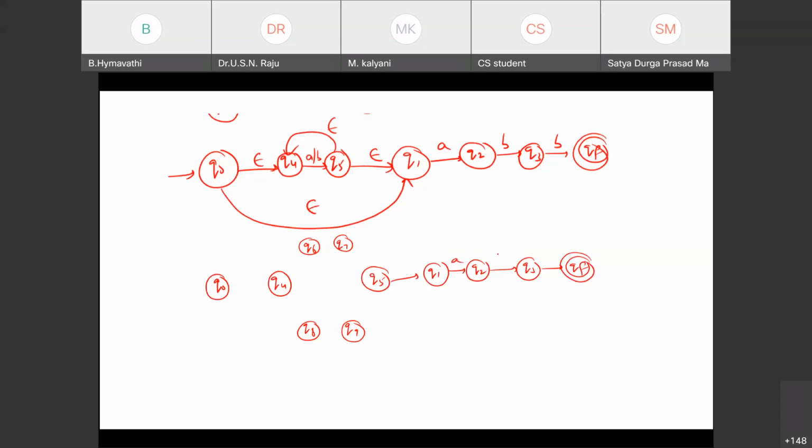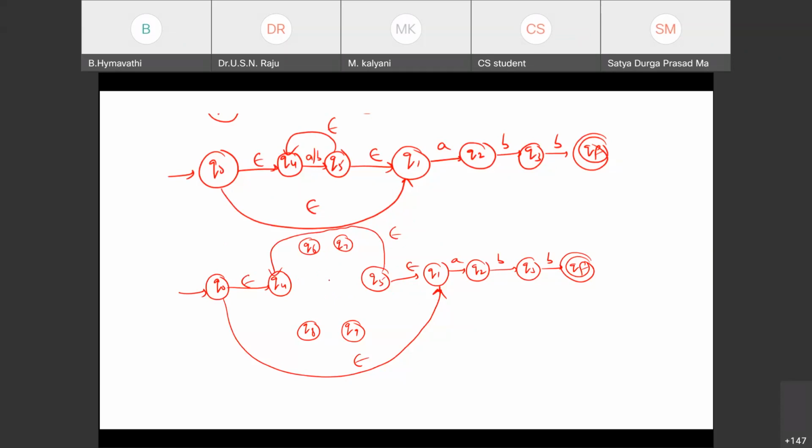This is A, B, B. Whatever transitions I had previously, I should maintain. Q0 to Q1, I have epsilon, I'm drawing it. Then Q4 to Q5; in between, I'm expanding the diagram. Q0 to Q4 was epsilon, and Q5 to Q1 also epsilon. Then Q5 to Q4, I have one epsilon, so that also I'm drawing here. Now you tell me: Q4 to Q6 epsilon.